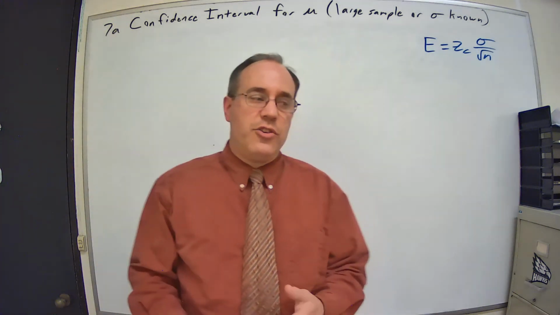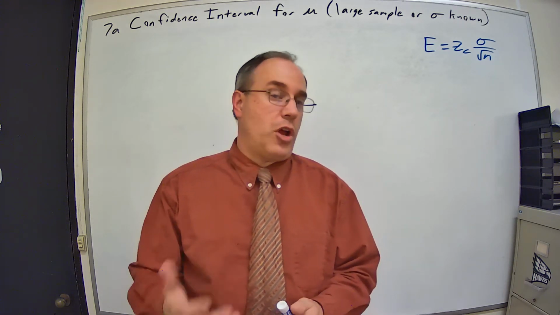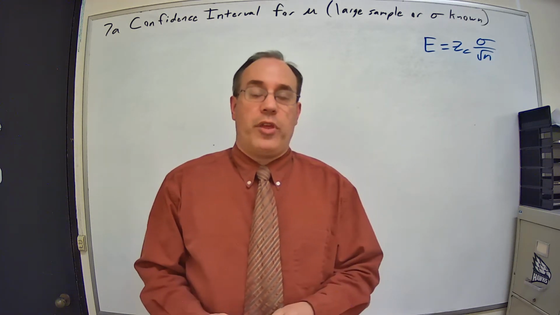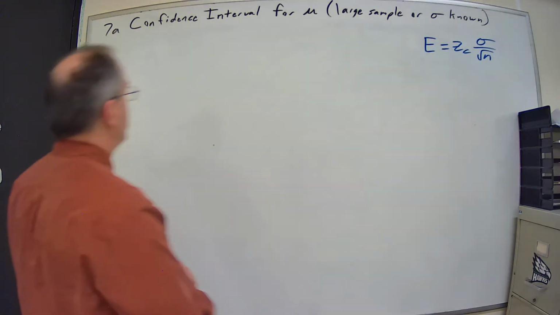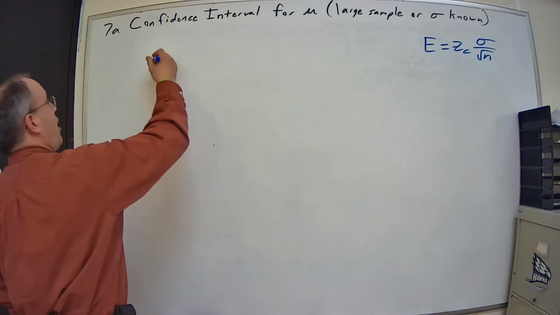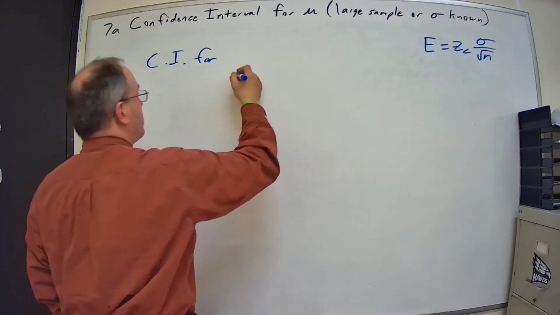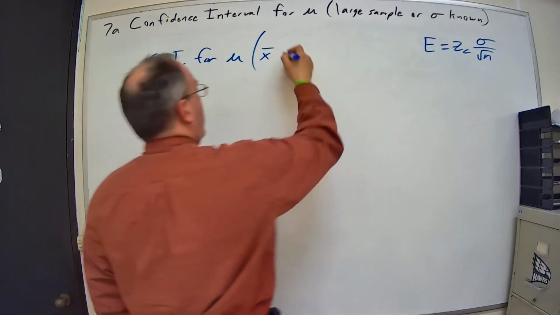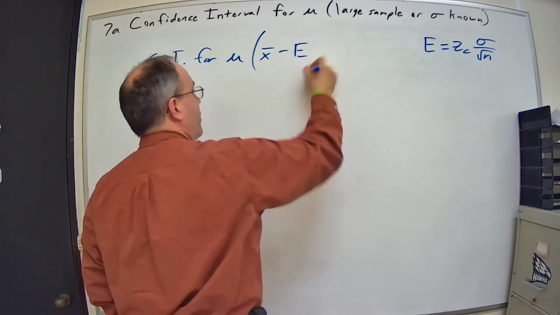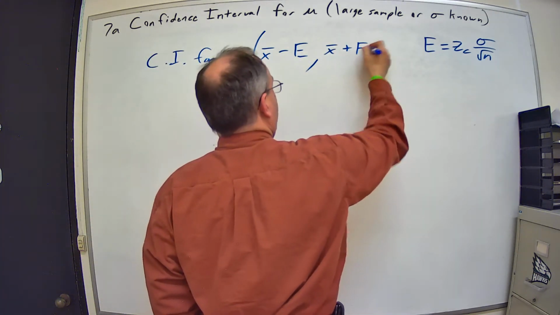All right, so let's continue on with this confidence interval for a population mean where we have a large sample or the population standard deviation is known. Now, I demonstrated this and showed that our confidence interval for mu could be written as x bar minus margin of error, x bar plus the margin of error.